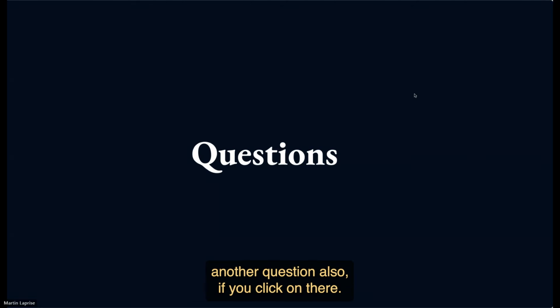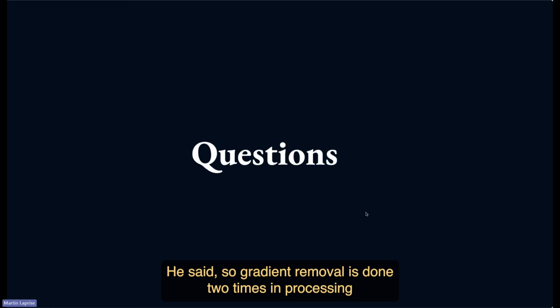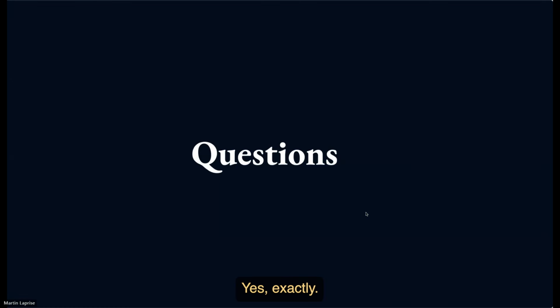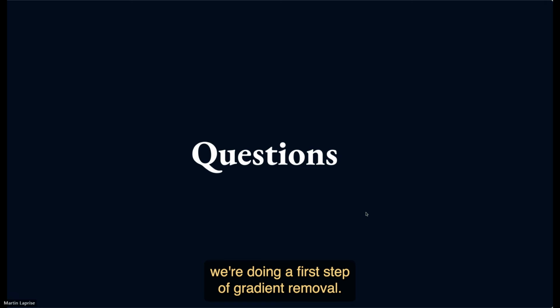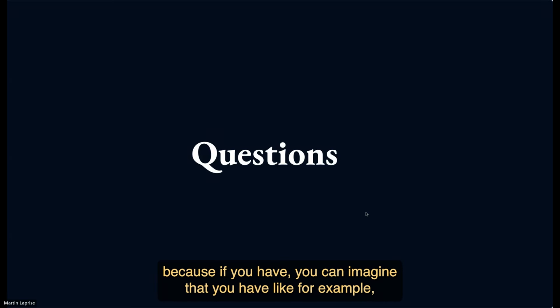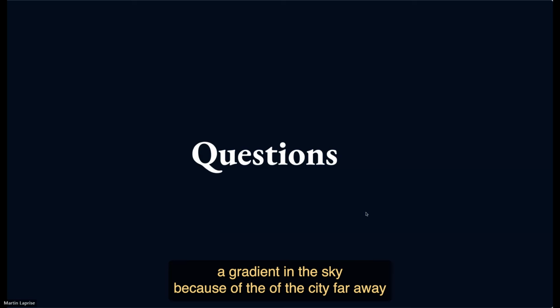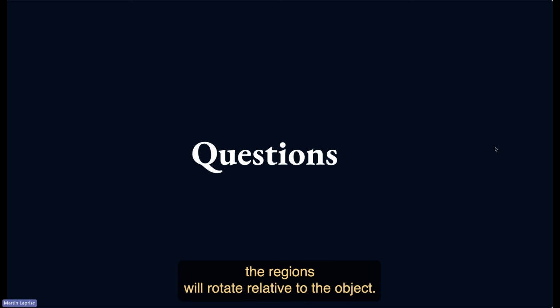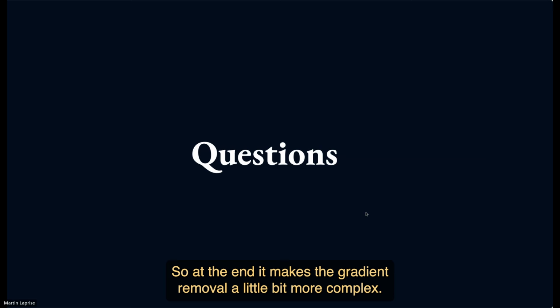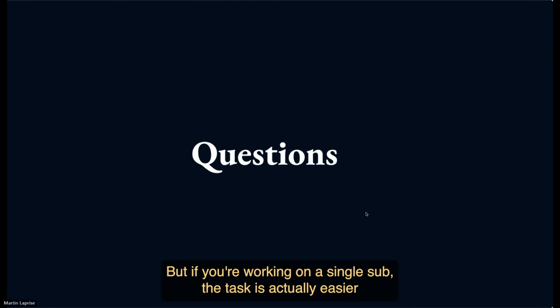I think Chris had another question also. He said, so gradient removal is done 2 times in processing, before and after stretching? Yes, exactly. On the scope, when we actually acquire a sub, we do a first step of gradient removal. The reason is, if we have a really strong gradient in the images, removing the gradient on a single sub makes the task easier. Imagine, for example, a gradient in the sky because of a city far away on the horizon, and the field of view is rotating. That gradient will change place during the exposure of the image. So if you take, for example, 1 hour of images, the gradients will rotate relative to the object. At the end, it makes the gradient removal a little bit more complex. But if you're working on a single sub, the task is actually easier.